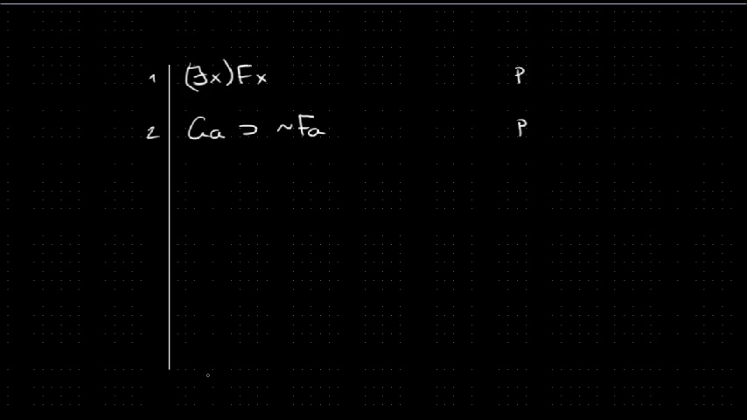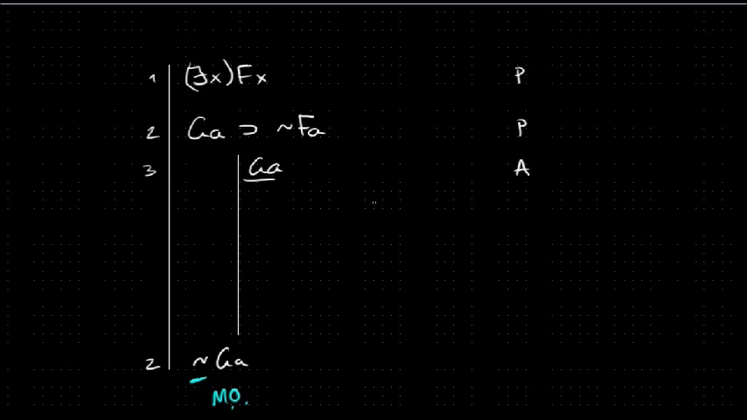Let's suppose that we were trying to show not Ga. Well, of course, the way that we do that is with a negation introduction. Because the negation is the main operator, the MO, we're going to need to do a negation introduction, and the way we do that is to assume the formula we're trying to negate. So we'd assume Ga, and then see if that leads to some kind of contradiction.